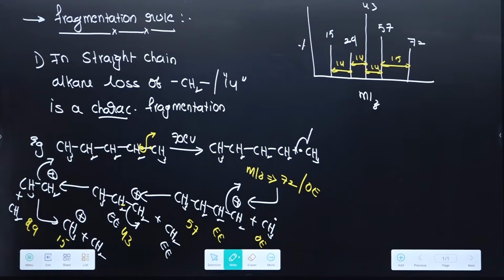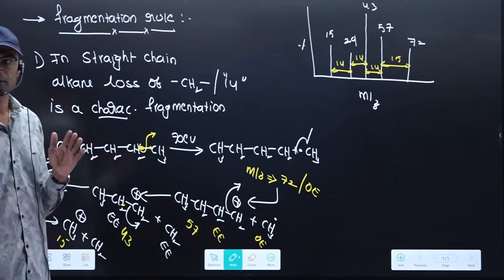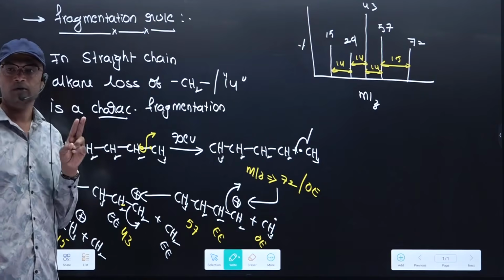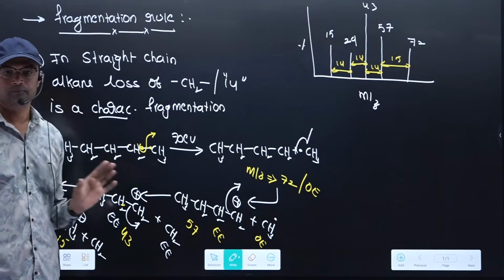So what is the even electron rule? According to the even electron rule, if any even electron ion undergoes fragmentation, it will give two even electron species only. It may be an even electron ion and a neutral.